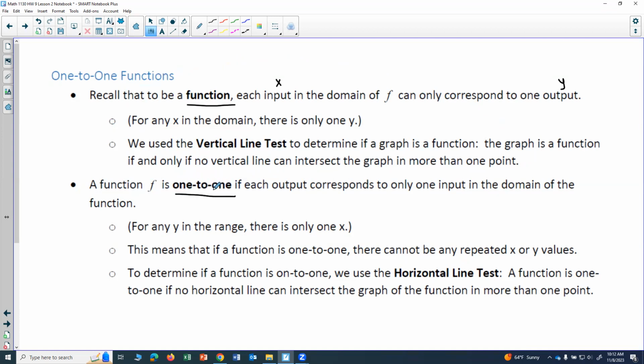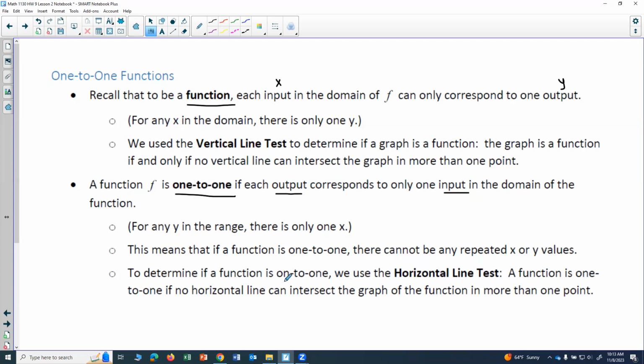So this is new. One-to-one means that each output, so each output is the y, corresponds to only one input in the domain of the function. So in other words, for any y in the range, there's only one x. This means that if a function is one-to-one, there cannot be any repeated x or y values. If there are repeated x values, it would not be a function. And if there are repeated y values, it would not be one-to-one.